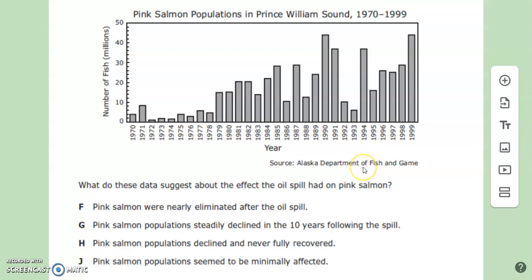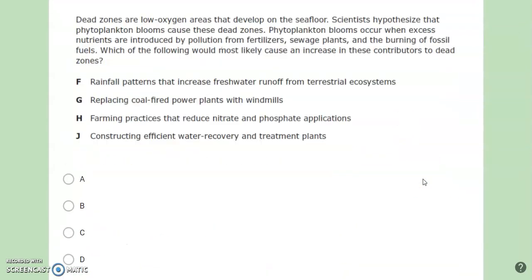Did it go up after the oil spill? Did it go down? Did it go down and stay down? Or was there really no effect at all? Next question.